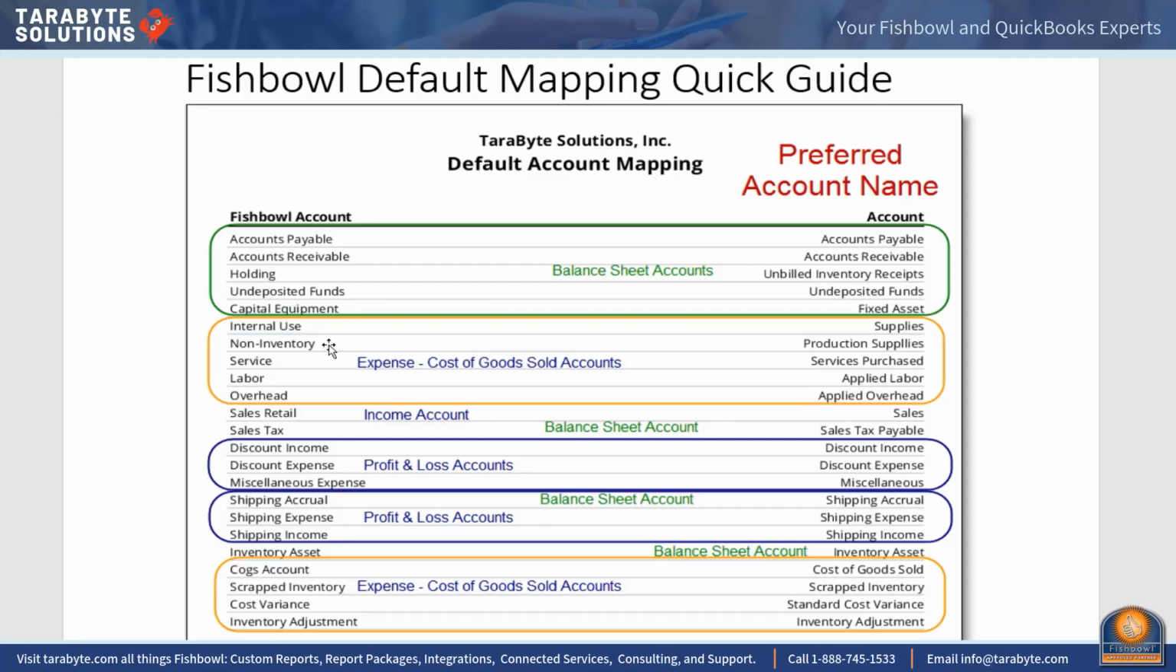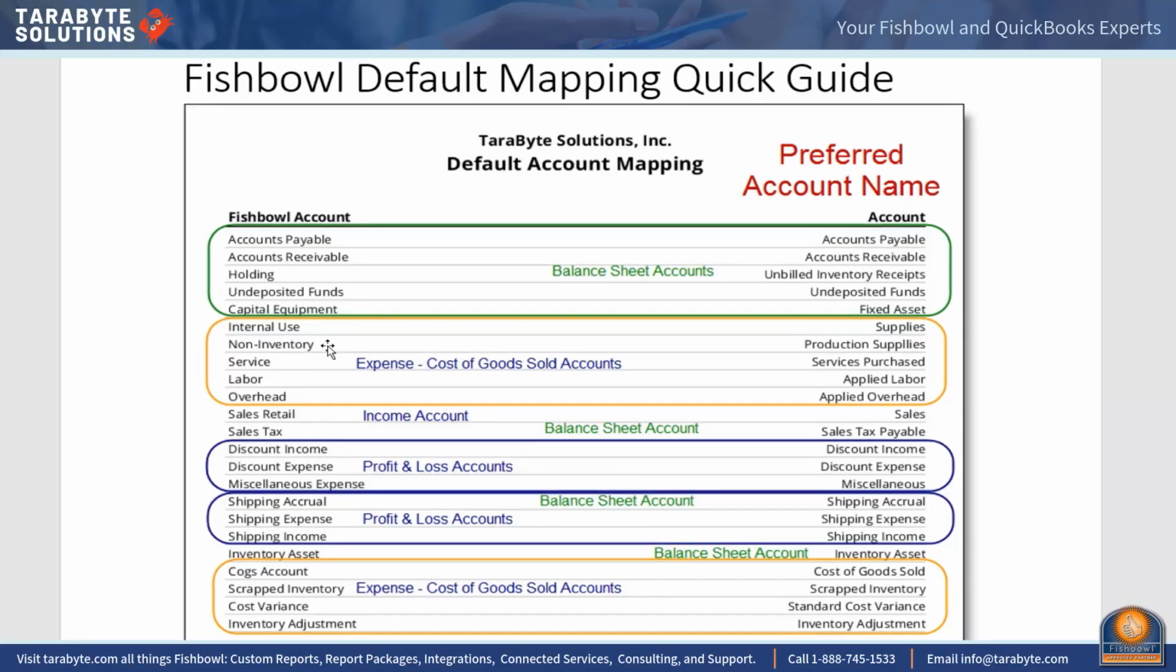Non-inventory is probably one of my favorite part types, and I use it a lot to get lots of different workarounds and things done in Fishbowl. But as a general rule, we could probably hit production supplies with that. The service part number here is services purchased, and it is used extensively when we have outside processes. So I have a naked part, I send it out for polyester powder coating, and it comes back in as a dressed part. So that gets used there.